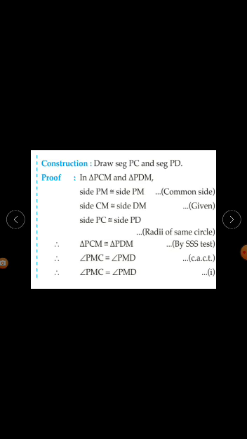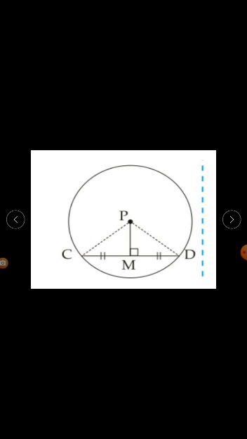Construction: draw segment PC and segment PD. This is your construction. Now take these two triangles. In triangle PCM and triangle PDM, side PM is congruent to side PM, common side. Side CM is congruent to side DM, given, because M is the midpoint of CD. Side PC is congruent to side PD. Reason is radii of the same circle.